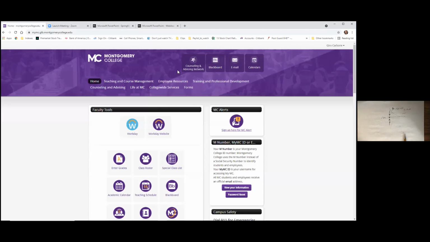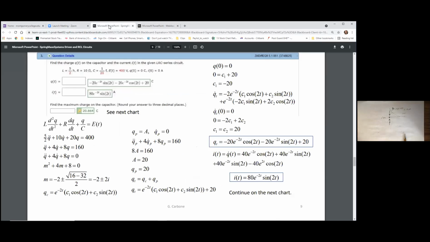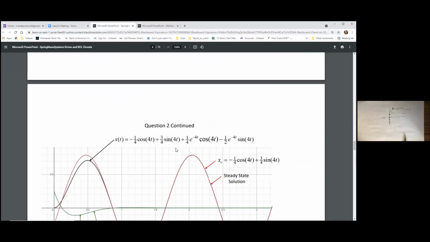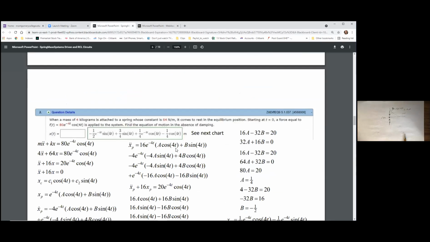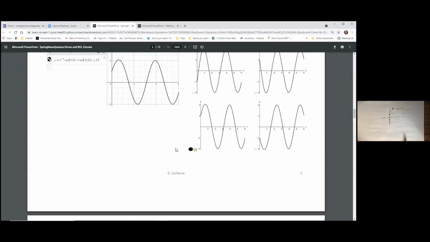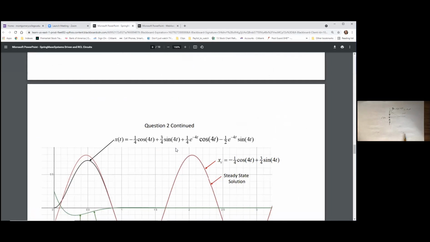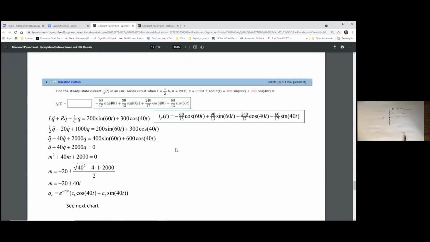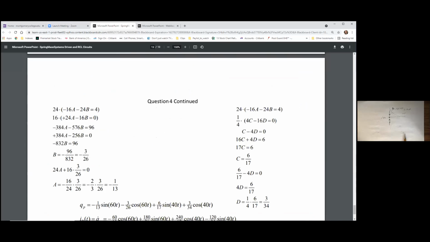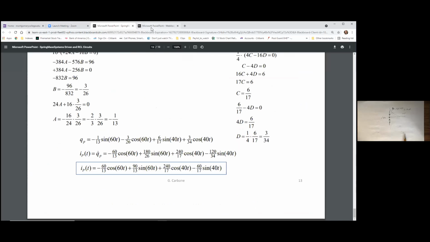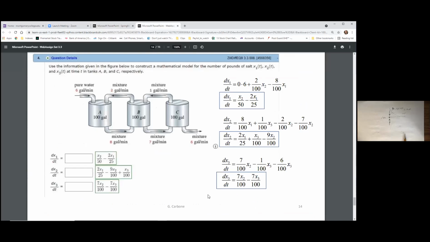Professor, I have a quick question. Sure. On tanks. For tank B, why did we set both 7/100 and 2/100 as x2? Okay, you're talking about the multiple tank problem? Let me go back. Yeah. So for tank B, we set 2/100 and 7/100 as a function of x2. So why do both have the same variable?